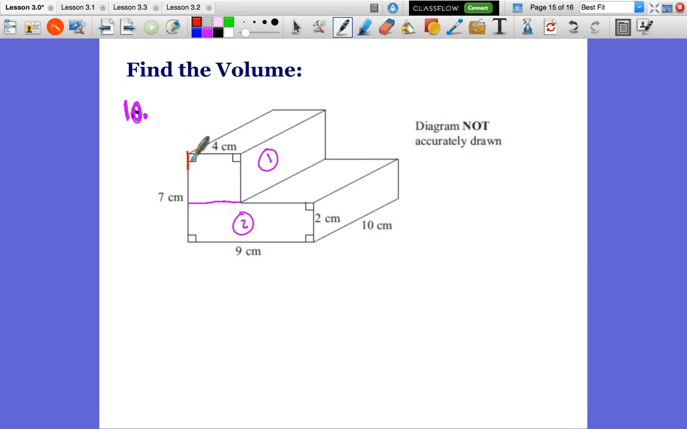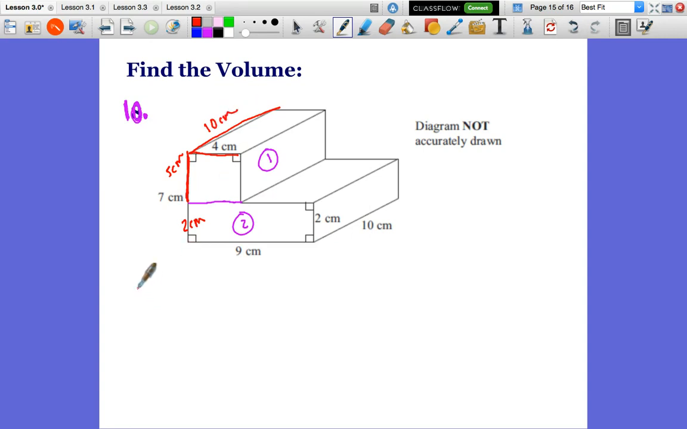So for this rectangular prism, I'm going to look at some lengths here. What is this length right here? Well, the whole thing is 7. This little piece is 2. So this has to be 5. Right? I know this is 4. What's the third distance here? Well, it's 10, 10, 10. Oh, it's got to be 10.